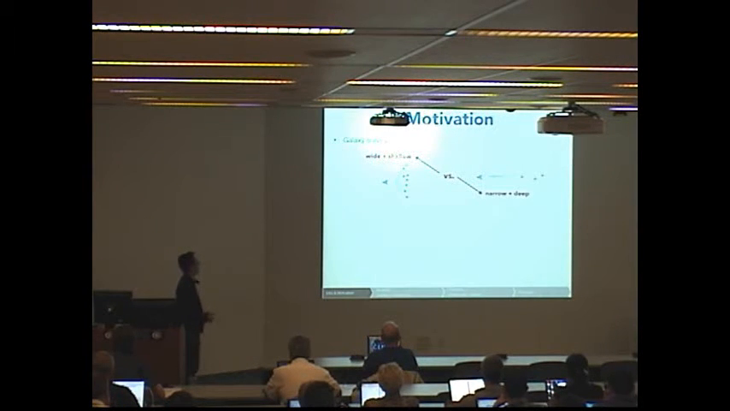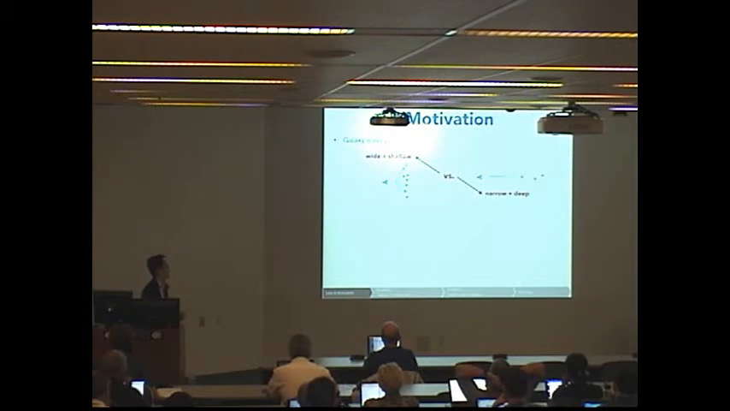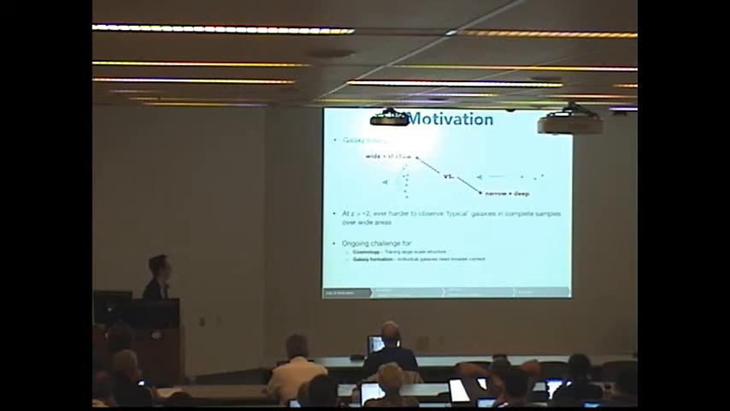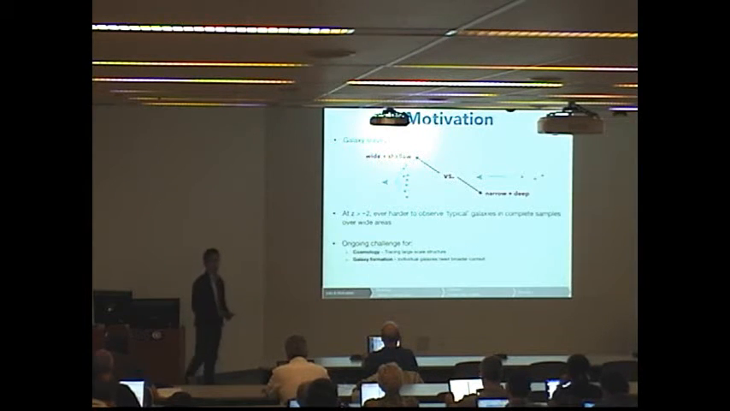This will come as no surprise to anyone here, but in galaxy surveys, there's an intrinsic trade-off between going wide and shallow or narrow and deep. And this is quite fundamental as long as all of our observations are based on collecting photons. But what this means is that at redshifts greater than about 2 or so, it becomes harder and more expensive to observe typical galaxies in complete samples over wide areas.